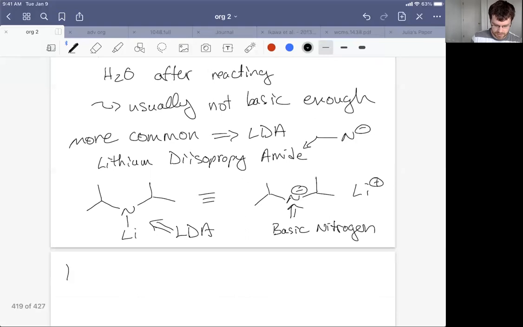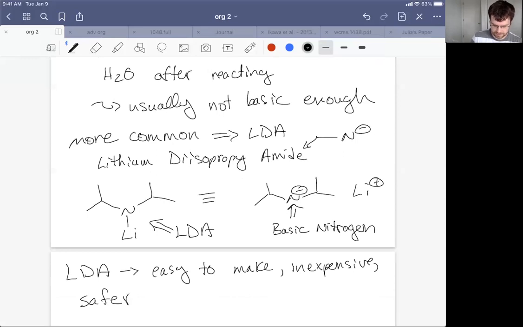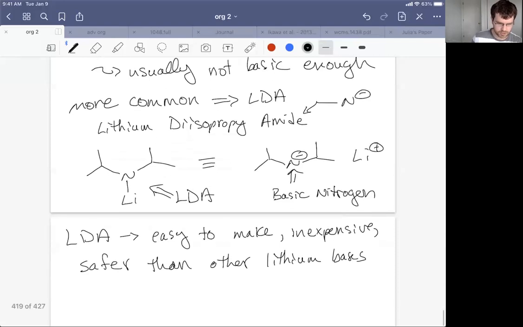Now, LDA is easy to make. It's inexpensive. I suppose it's kind of an organolithium, but it's more like a lithium amide. So in that sense, it's safe. It's much safer than other lithium bases. So this won't react with moisture to sort of detonate. And it's a strong base, so we don't have to worry about base strength.